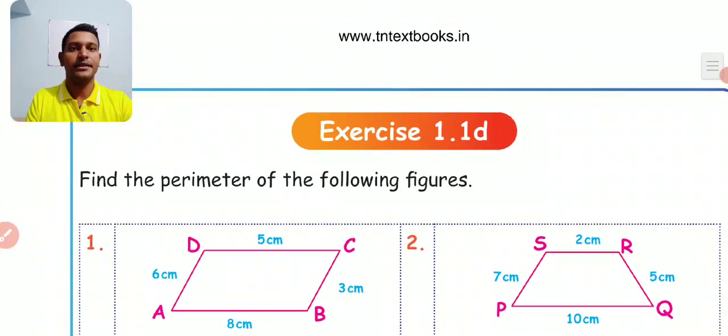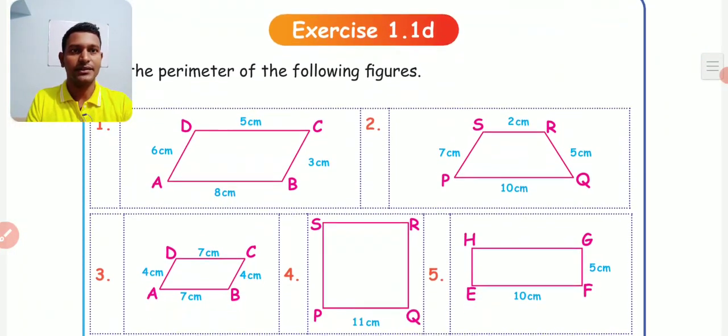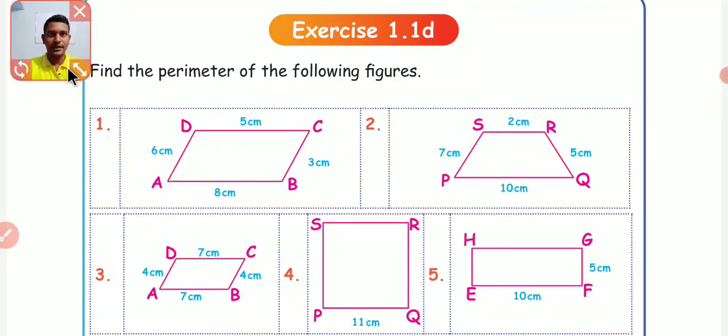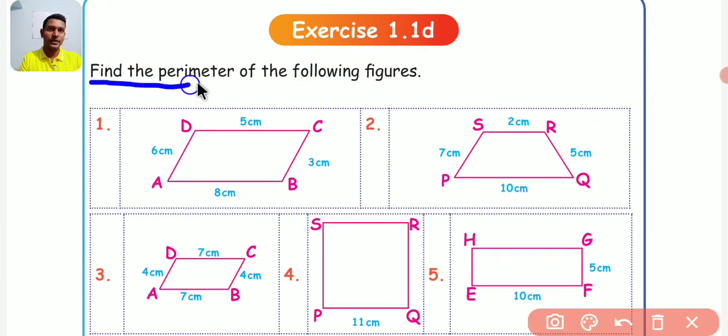Next we have the exercise. This is very easy because I already explained how to find the perimeter of the figures. You have to add all the sides, that's all. Here they are giving the sides in a parallelogram. I think the trapezium, you have to add all the sides. This is also a parallelogram. You have to add all the sides.